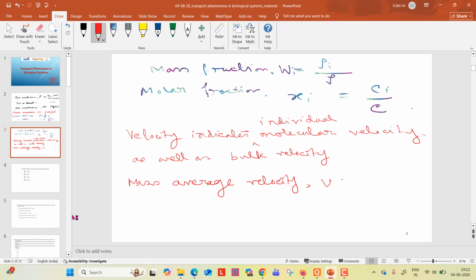So mass average velocity V equals, what is it? It is the summation over i equals 1 to n of, so mass average velocity, right? It will be rho i Vi divided by total mass, right?